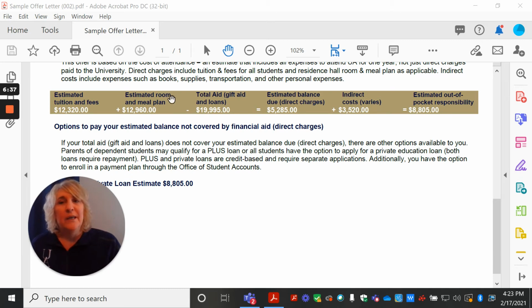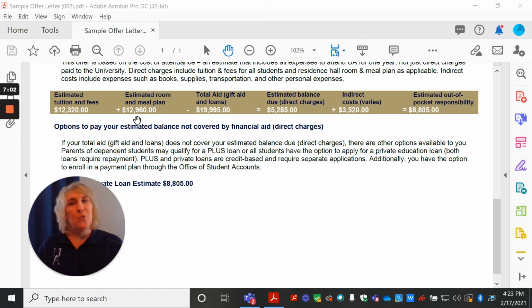The next category is estimated room and meal plan. Room basically means your dorm or your residence hall. And the meal plan, obviously, if you live on campus, you need to have a meal plan so you can have regular meals. So both of those combined are an estimated $12,960 for the year. Again, half of that in the fall semester, half of that in the spring semester.